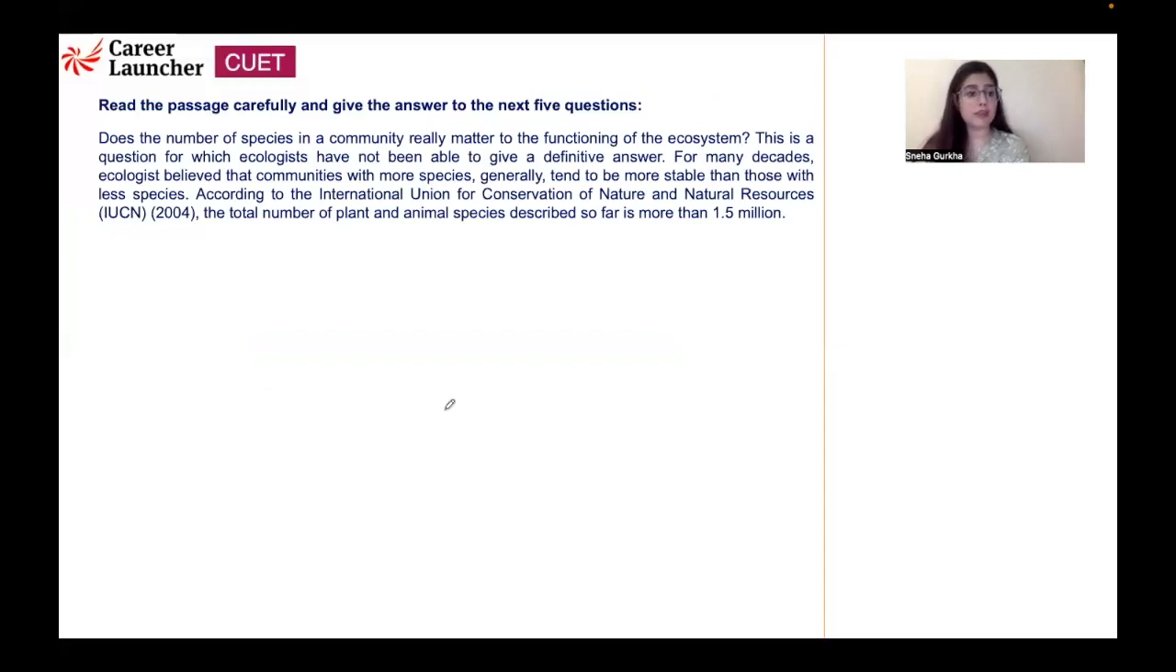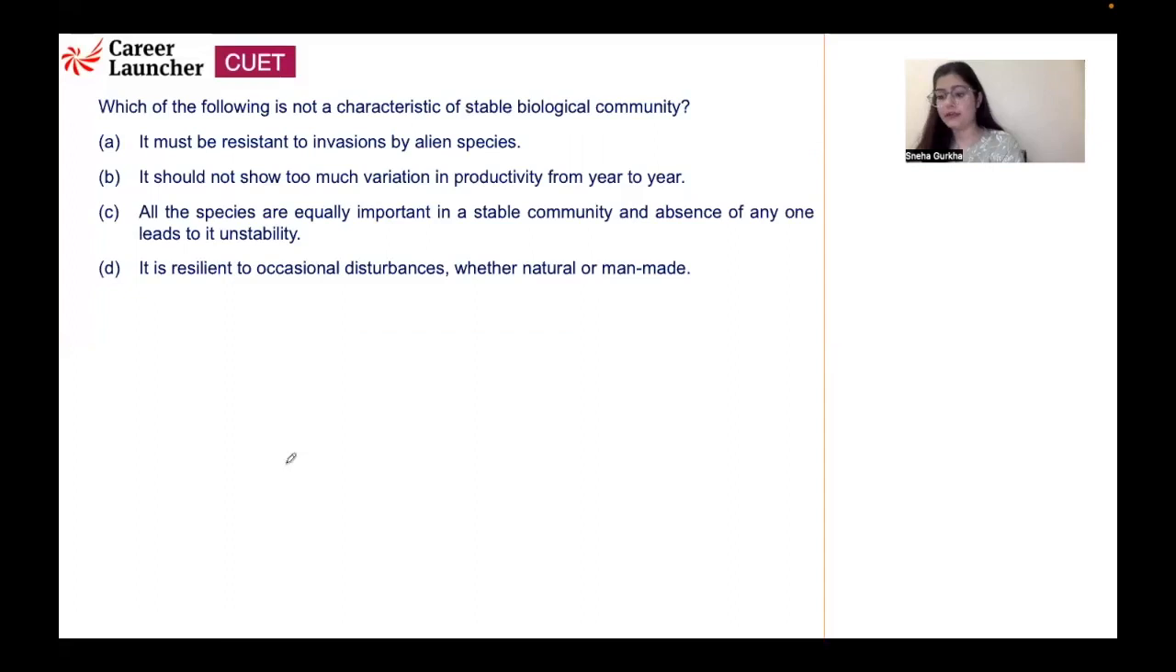For many decades, ecologists believed that communities with more species generally tend to be more stable than those with fewer species. According to the International Union for Conservation of Nature and Natural Resources, IUCN 2004, the total number of plant and animal species described so far is more than 1.5 million.